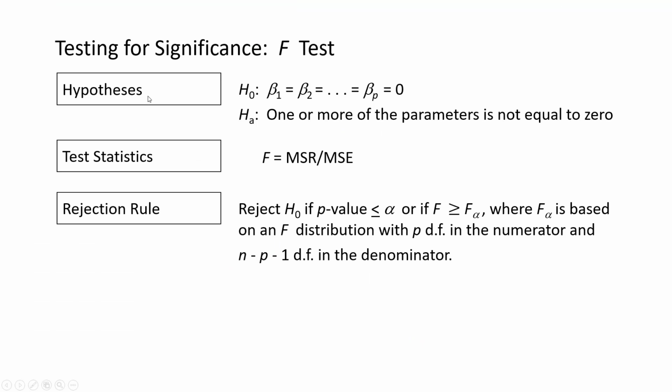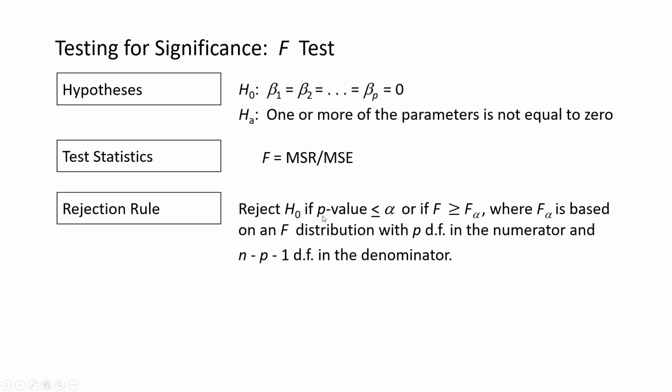The same thing I have already discussed in Excel, that for hypothesis testing we consider all the slopes equal to 0. So these are the slopes, there is no intercept. And the alternative will be that one or more of the parameters is not equal to 0. So one or more parameters are not equal to 0.